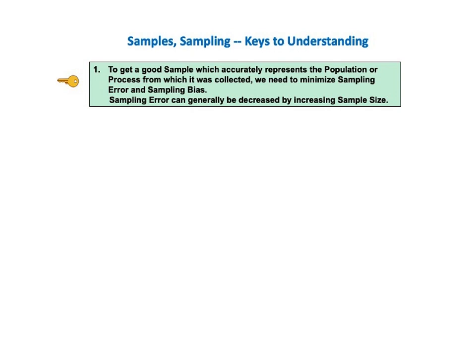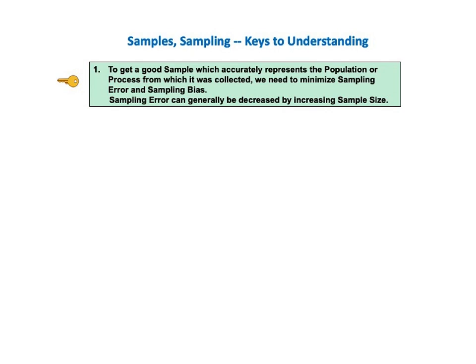As usual in the book and in these videos, we'll start by going quickly through a list of keys to understanding, or KTUs. This will end with the highlights of the concept on a single page. And then we'll go into detailed explanations of each of the keys. For this video, there are 6 KTUs. The first key to understanding tells us that to get a good sample which accurately represents the population or process from which the sample was collected, we need to minimize sampling error and sampling bias. Sampling error can generally be decreased by increasing sample size.